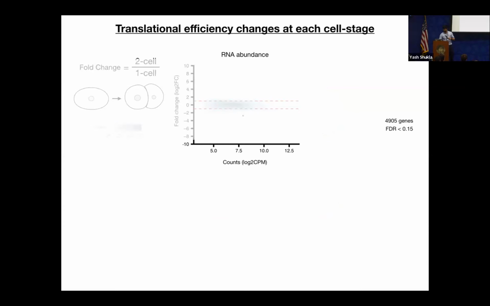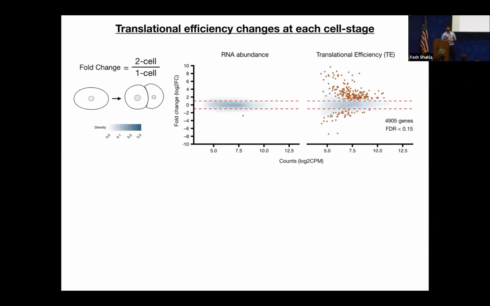To break it down, the x-axis is showing you the average count, or the abundance, of the RNA. The y-axis is showing you the fold change, 2 cell by 1 cell. In blue, I'm showing you all the different RNAs, and only the significant ones have been indicated as a point in orange. As you can see, the RNA abundance doesn't change as much from the 1 to 2 cell stage. However, if you look at the translational efficiency, we see these huge changes occurring, both up and down regulation, as the embryo develops from 1 to 2.